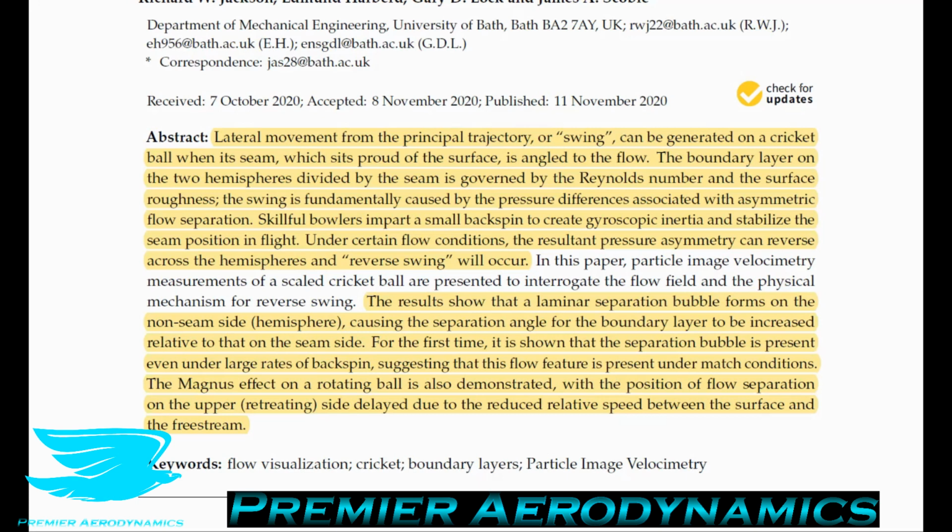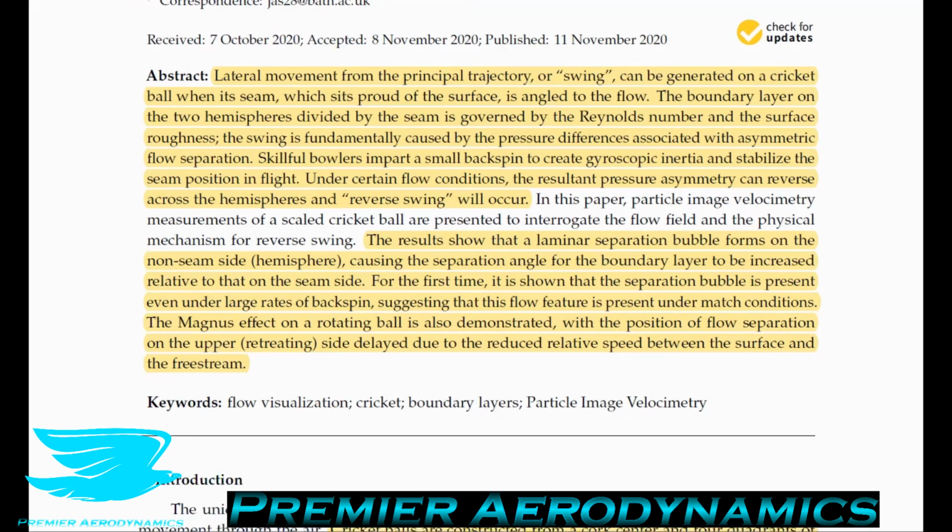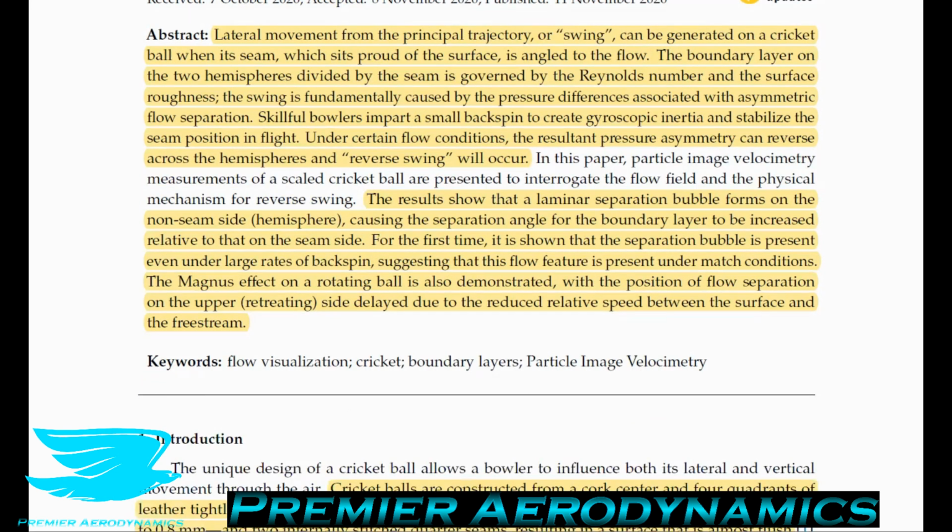Moving on, they say under certain flow conditions, the resultant pressure asymmetry can reverse across the hemisphere and a reverse swing will occur. So that was when the surface roughness is effectively turbulating the boundary layer. Moving on, the results show that a laminar separation bubble forms on the non-seam side, so the one side of the hemisphere, causing the separation angle from the boundary layer to be increased relative to that on the seam side. So the seam side means the side which the seam was on.